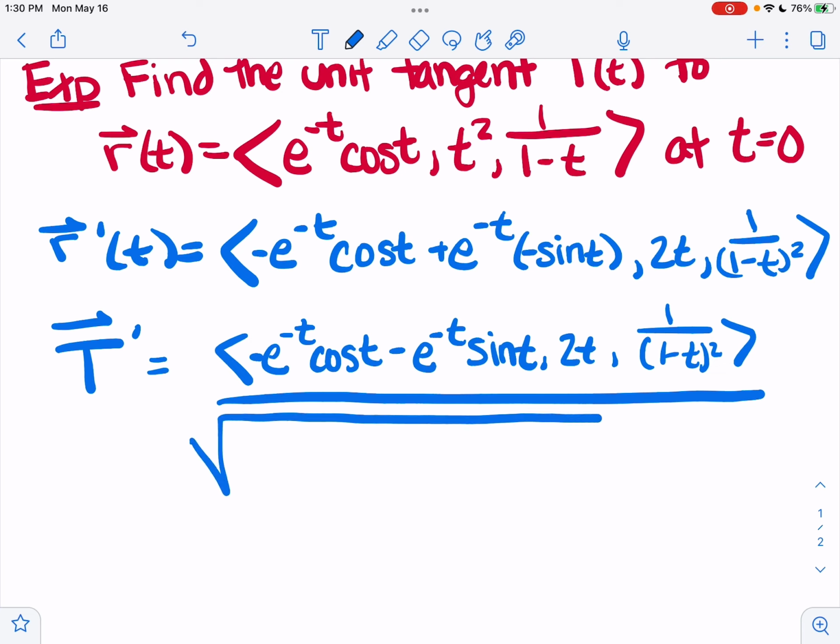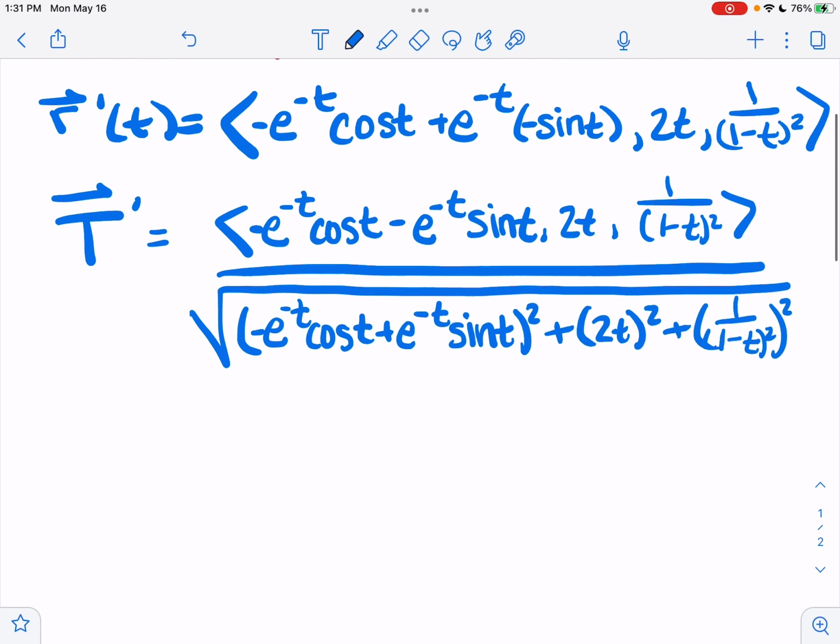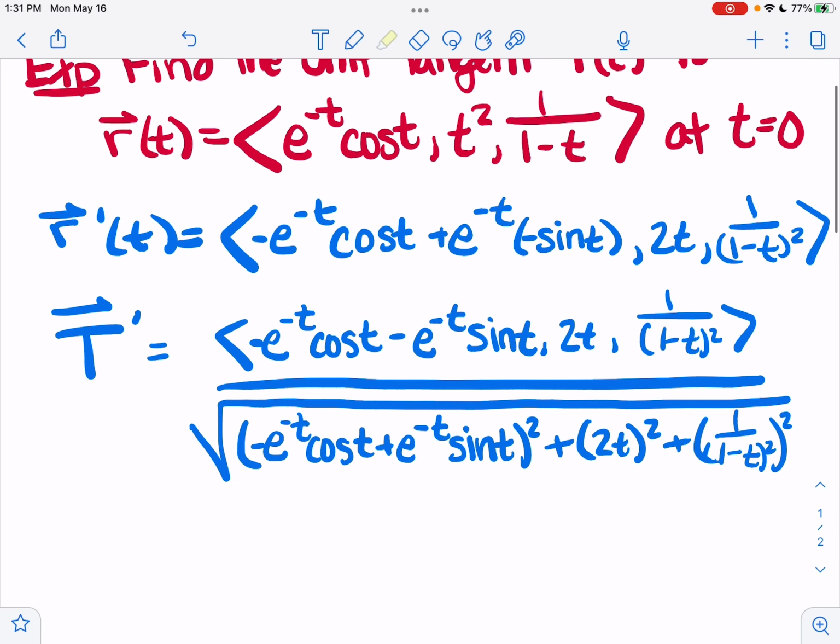We have minus e to the minus t cosine t plus e to the minus t sine t quantity squared plus 2t quantity squared plus 1 over 1 minus t squared quantity squared. And that's our unit tangent vector for any value of t. We are supposed to find it in particular for t equals 0.